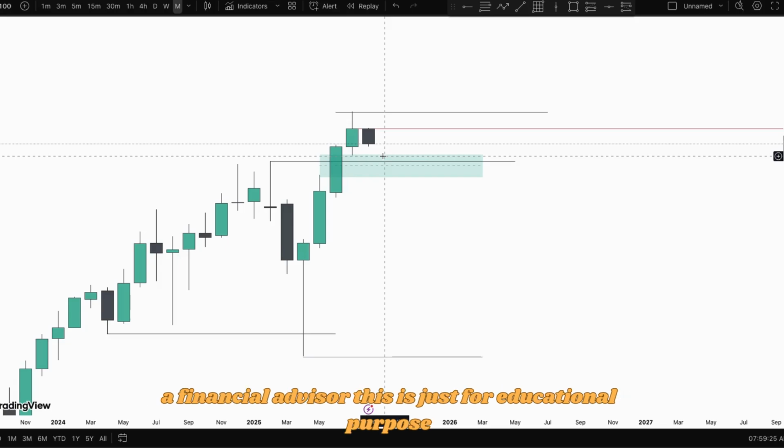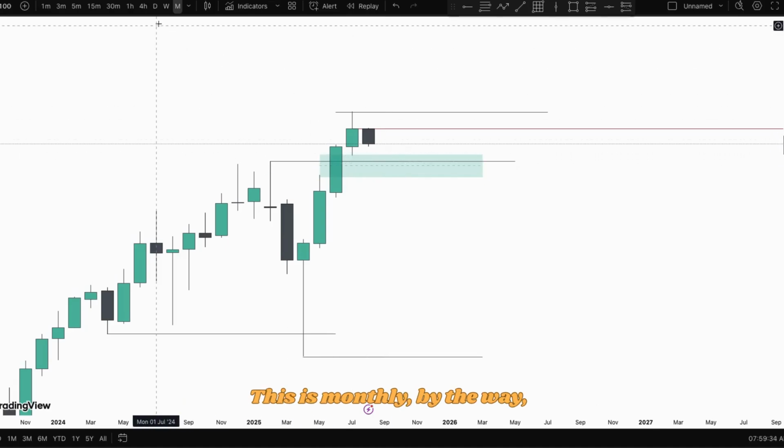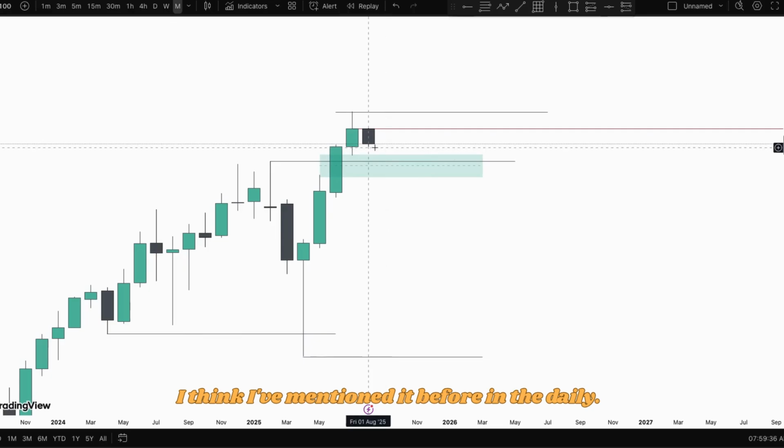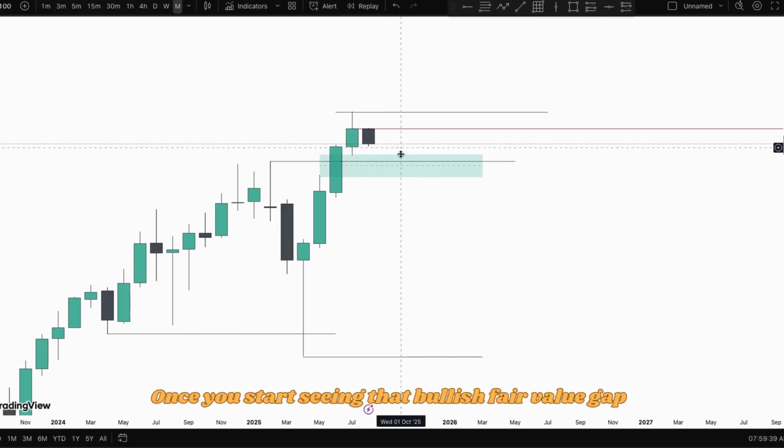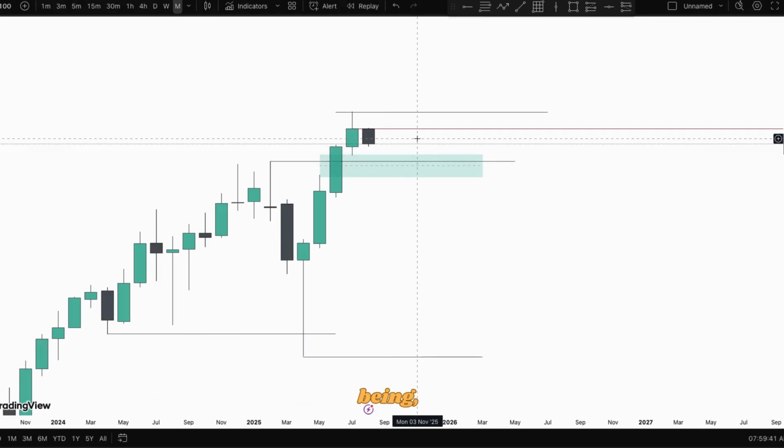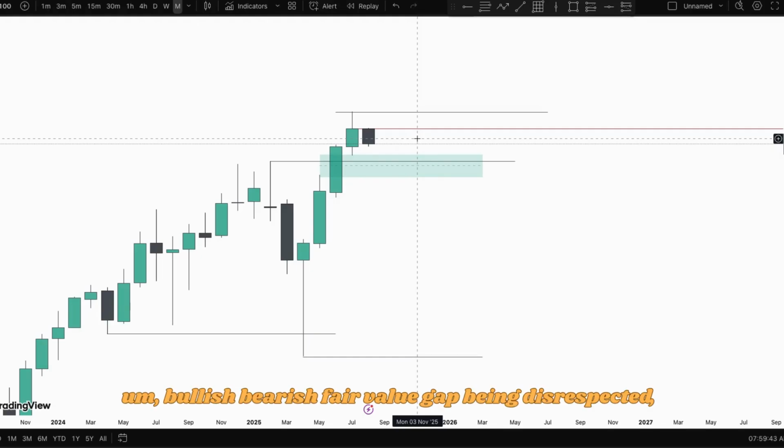All right, but remember, I'm not a financial advisor. This is just for educational purposes. So you can get that move from a high time frame key level. This is monthly, by the way. I think I mentioned it before. Then on the daily, once you start seeing the bearish fair value gap being disrespected and we're getting that new bullish fair value gap, that will be the sign that we're about to shoot up higher, right?